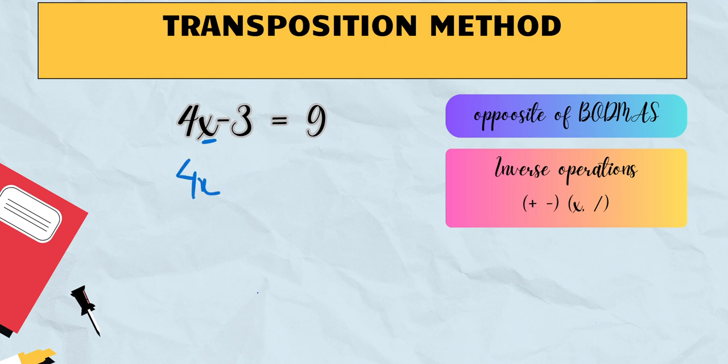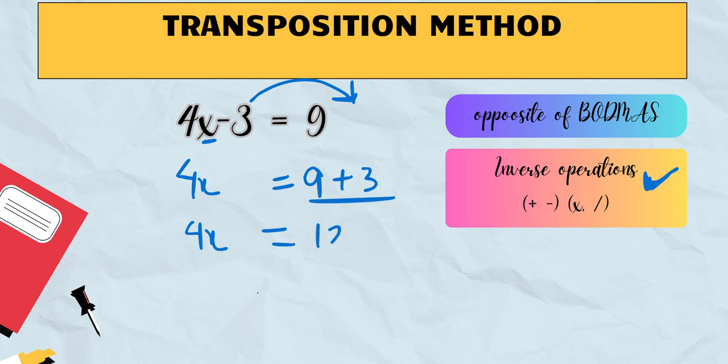So 4x here, equal to sign, 9 here. Let's move negative 3 to the other side. Again, follow inverse operations. Inverse of minus 3 is plus 3. Okay, so now we'll write 4x as it is. 9 plus 3 will give you 12.